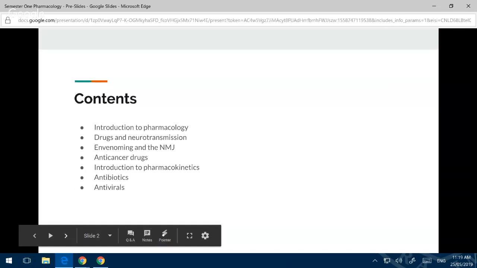So contents for today, we're just going to have a talk about some concepts and the NMJ, which you guys will be a bit familiar with already. I'm going to brush over anti-cancer drugs because I know you'll be doing that in a subsequent lecture. And there's also some other concepts in terms of pharmacokinetics and dynamics, as well as some antibiotics, antivirals, and antifungals. If you have any questions, feel free to message me on Facebook, and I'll post these slides up for you to access later.